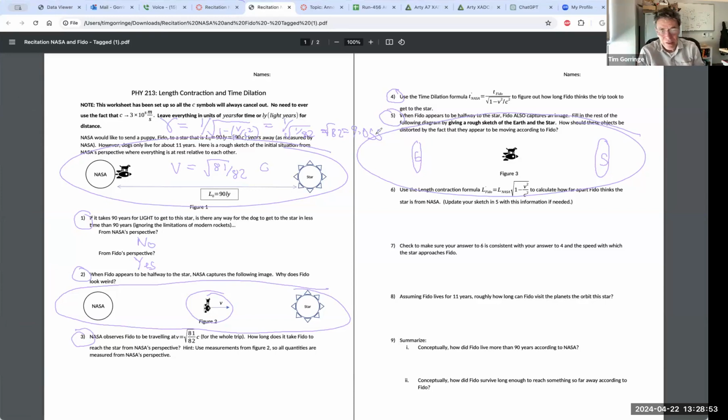Now, I did it by just juggling around square roots of 81s and 82s. You could have just calculated what v is as the square root of 81 over 82 as a decimal and plugged that in. That's perfectly fine too. So now we know the Lorentz factor. That's going to help us with these two questions here.